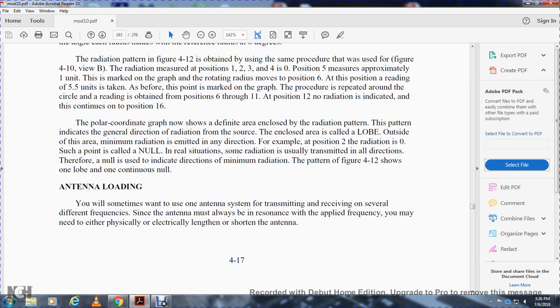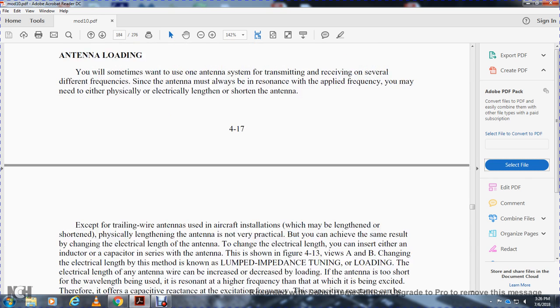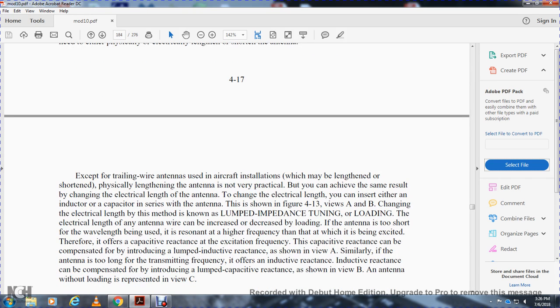Antenna loading. You will sometimes want to use the antenna system for transmitting and receiving several different frequencies. The antenna must also be resonant with the applied frequency. You may need either physical or electrical shortening or lengthening of the antenna. Except for the trailing wire antenna of the aircraft installation, with which the physical length can be changed, lengthening of the antenna is not very practical, but you can achieve the same result by changing the electrical length of the antenna.